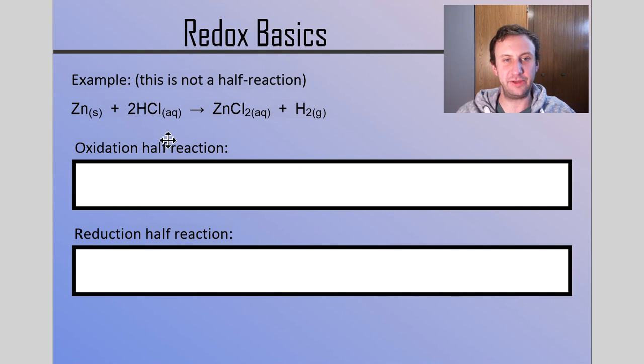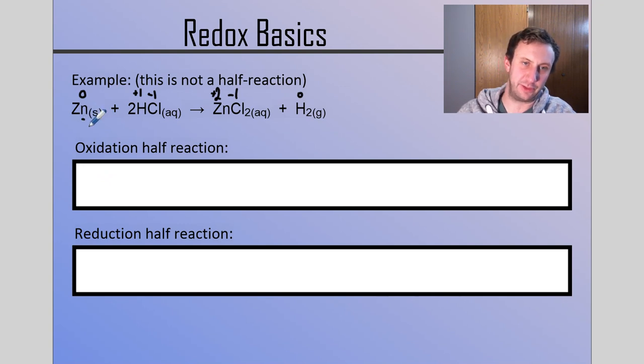So if I take a look at this reaction, for example, which actually was the last example we did in the previous lesson, where I have zinc and hydrochloric acid making zinc chloride aqueous and hydrogen gas. I have zinc starting out with a charge of 0. Hydrogen, as we talked about last time, would have a charge of +1 if we treat it as ionic. Chloride, -1, and then zinc I have +2, chloride -1, and finally I have hydrogen as an element with 0. So if I were looking at the oxidation half reaction for this, zinc went from 0 to +2.